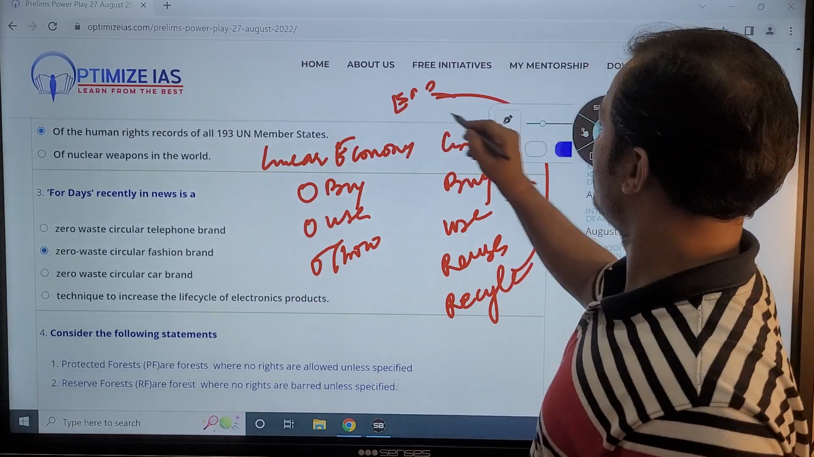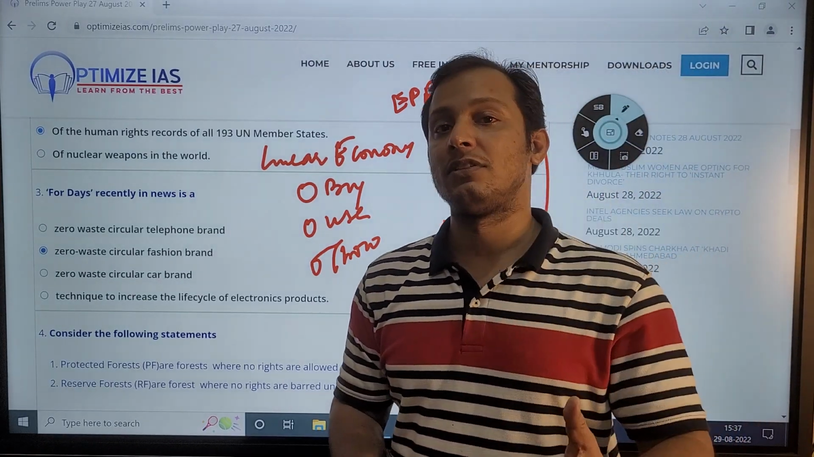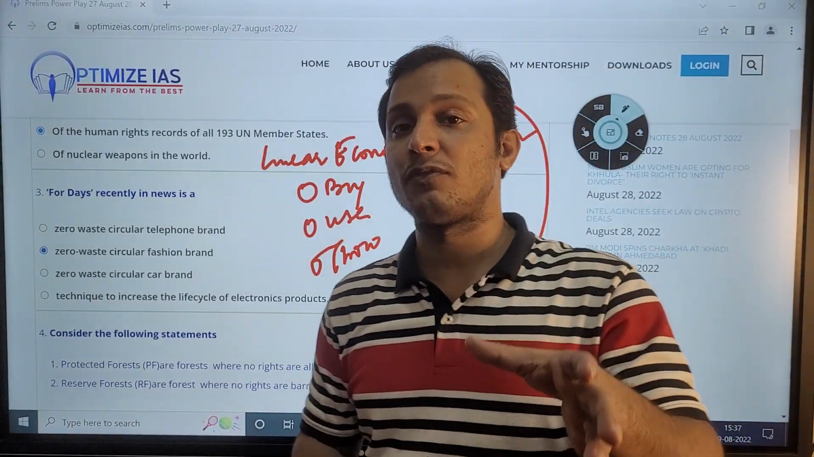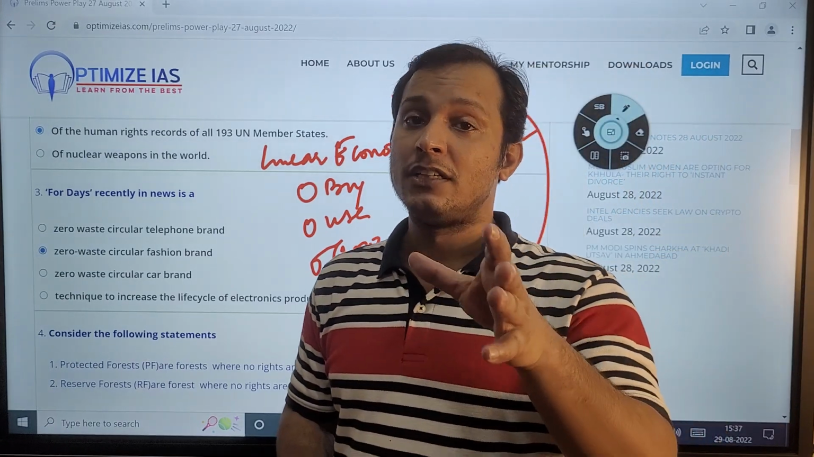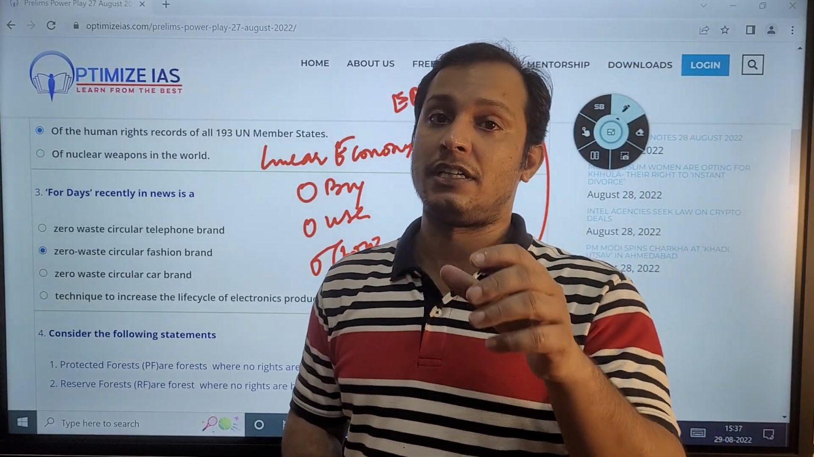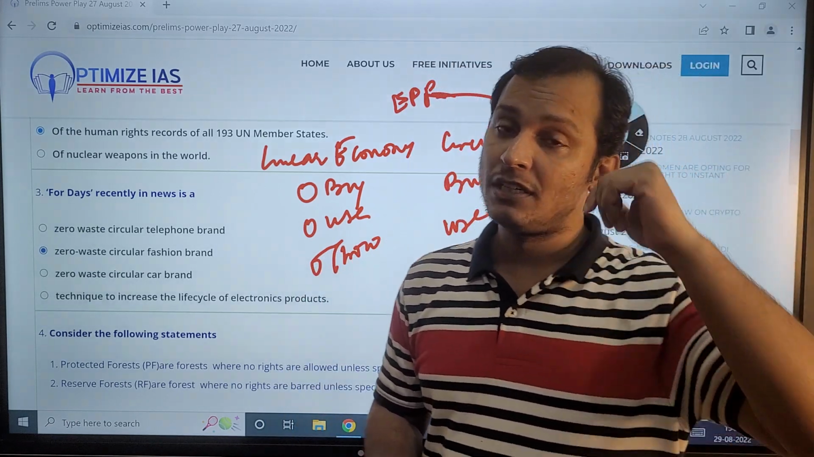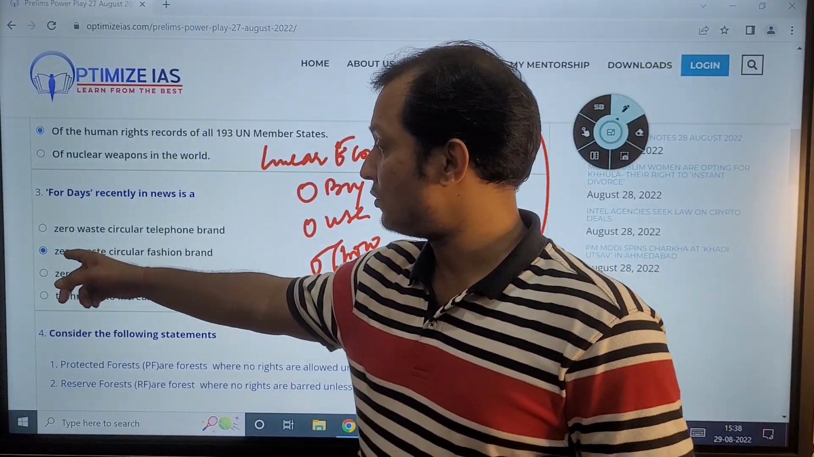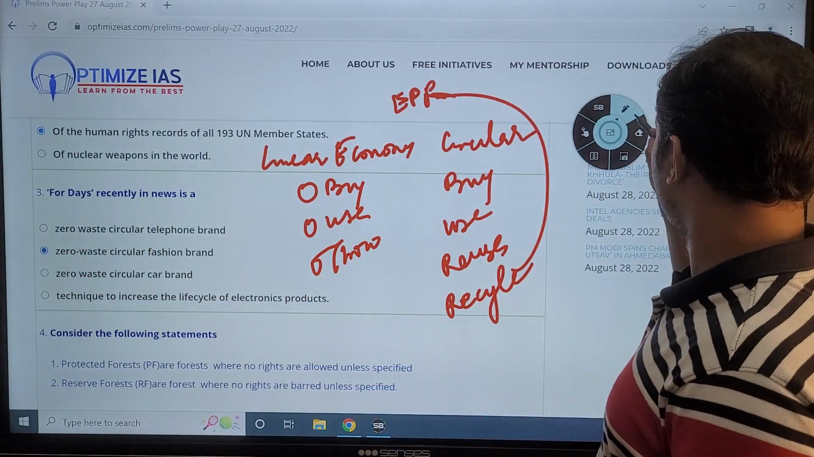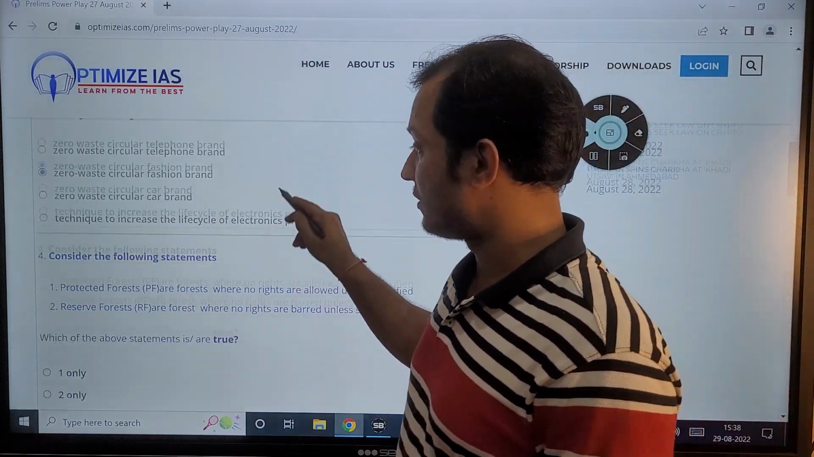What is extended producer responsibility? The producer of the good will be responsible for the recycling of the good. This is a very important concept, generally used in e-waste. It has come in the UPSC prelims many times, and it can come again. So the answer is zero waste circular brand. Here the circular economy concept is very important. Let us go to the next question.